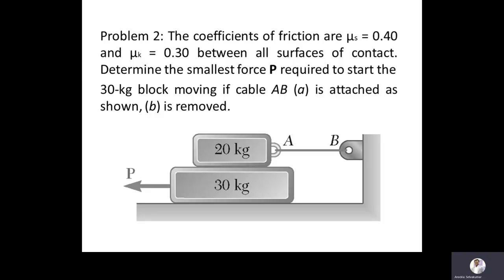The problem: the coefficient of static friction is given as 0.40, and the coefficient of dynamic friction is given as 0.30 between all surfaces of contact. Determine the smallest force P required to start the 30 kg block moving if cable AB is attached as shown in figure, and second, if it is removed. So one is if the cable is attached, what is the smallest force P required, and if the cable is removed, what is the smallest force required, you have to determine.